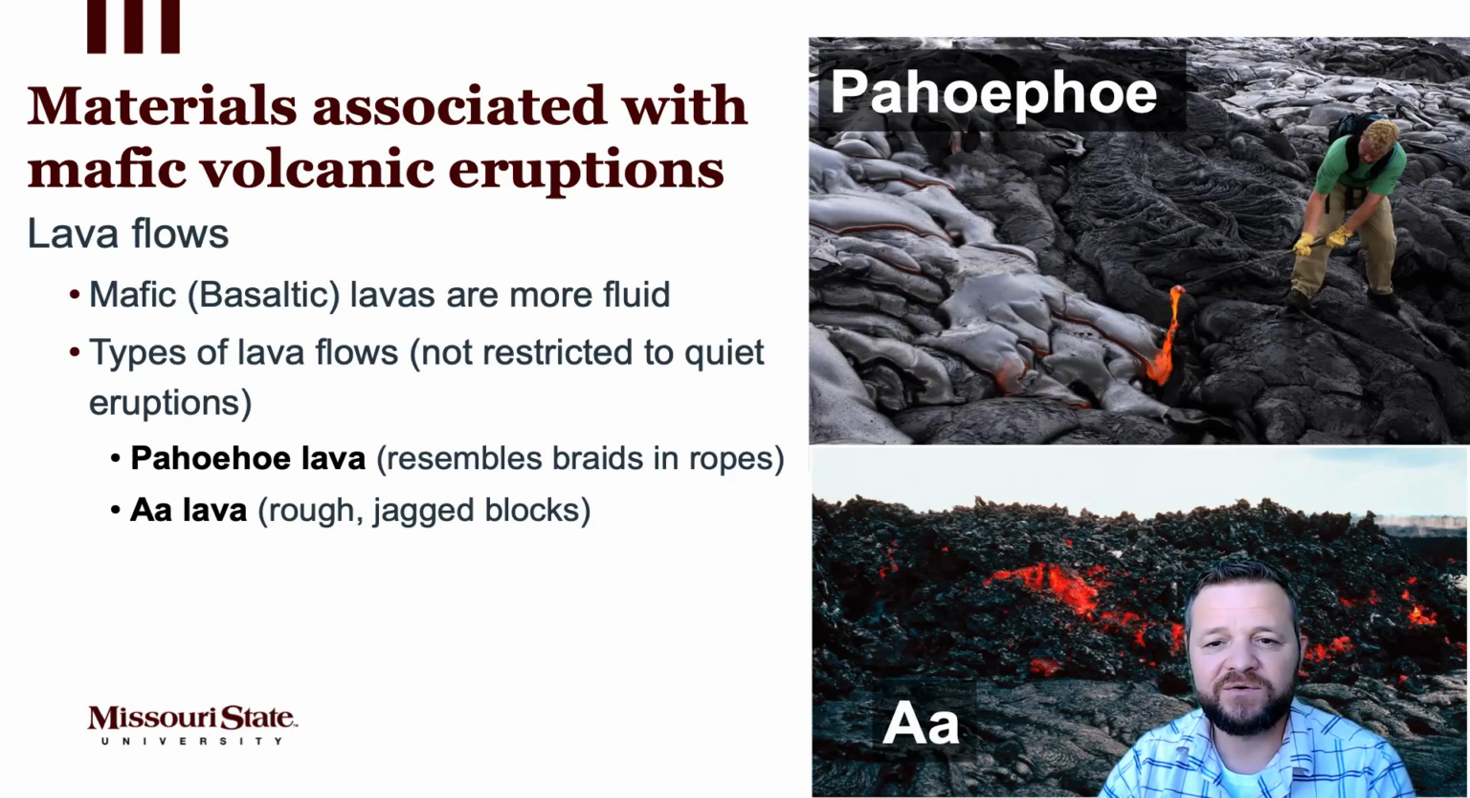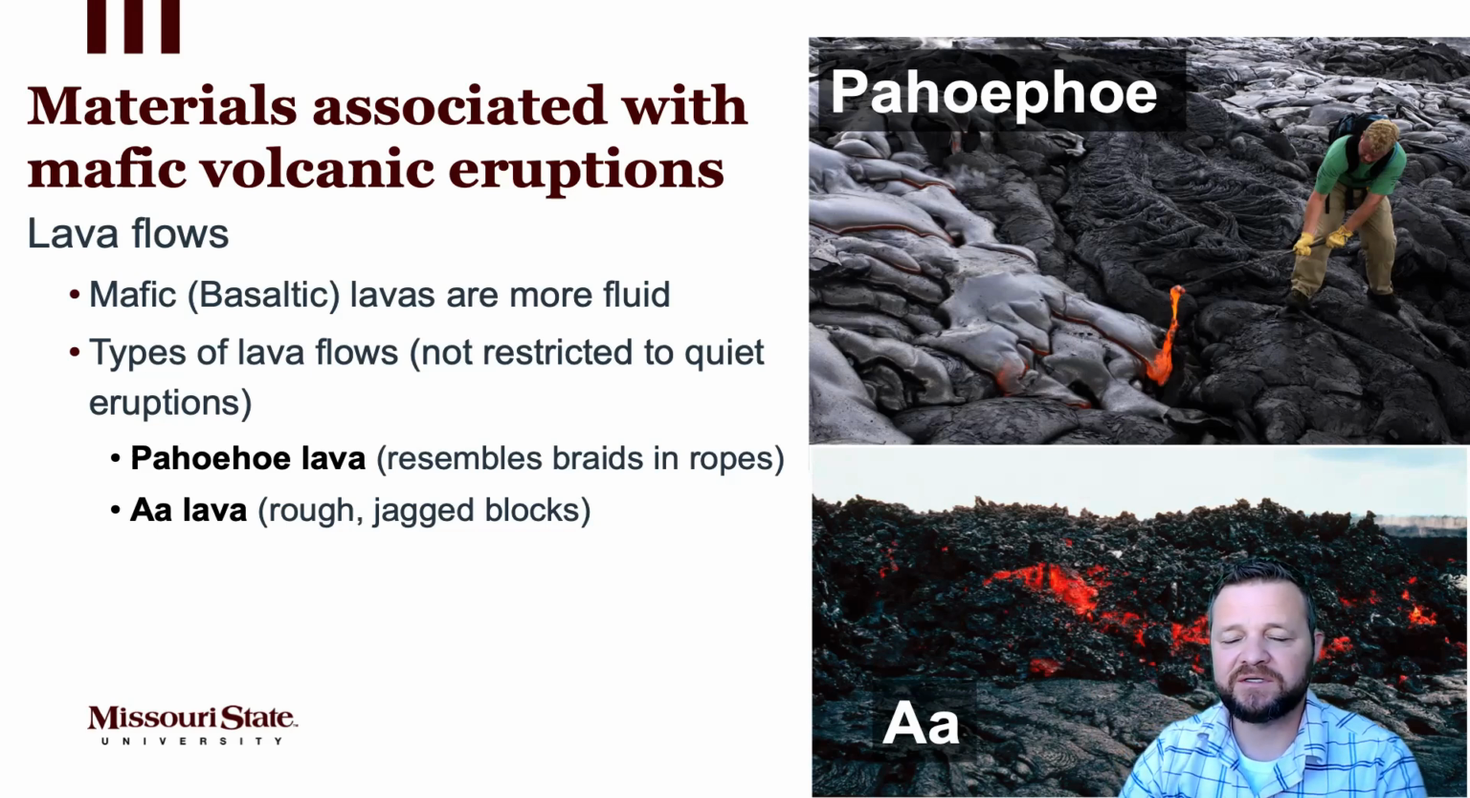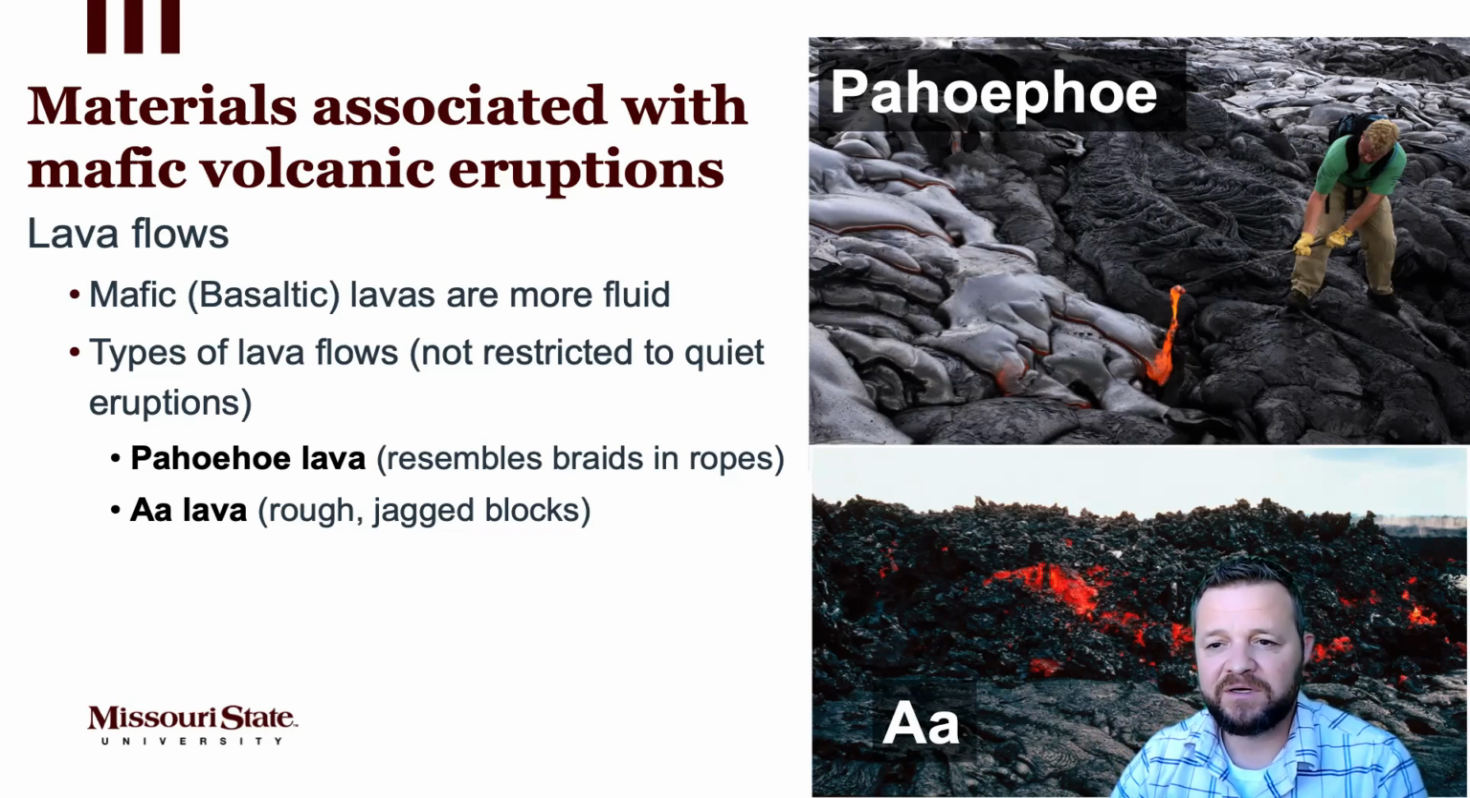A'a lava is rough and jagged blocks. So in the bottom image, just above my head and behind me here, is an a'a lava flow, where it has cooled and has broken up into big chunks of already cooled material with a molten core. Those tend to be very slow moving, so that you could walk in front of this type of lava flow. Whereas a quick moving pahoehoe lava flow would actually be very difficult to stay in front of, and tend to be the more dangerous types of flows in places like Hawaii.